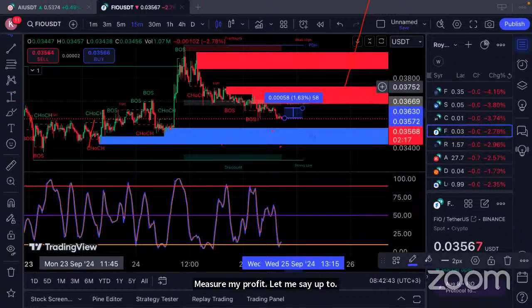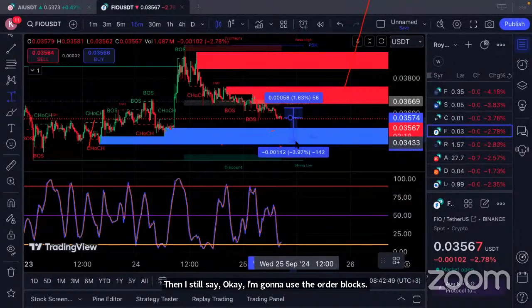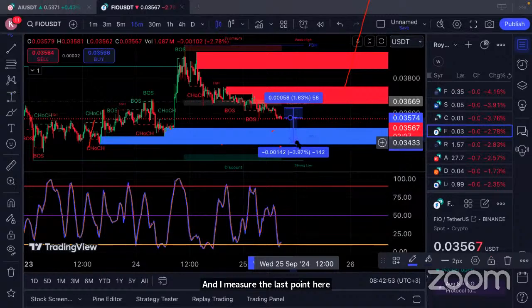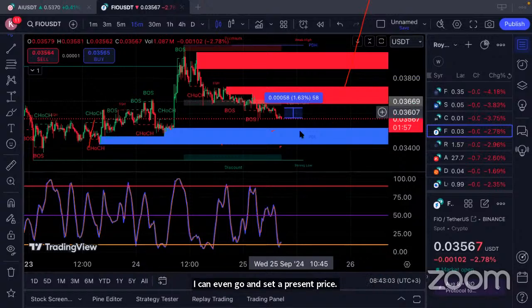Then I say, okay, I'm going to use the order blocks to be my margin calls, and I measure up to the last point here. Or I can even go and set a preset price. Am I making sense to someone? Let me show you that. I can even go and set a preset price. I say, let me draw a line at this order block here.